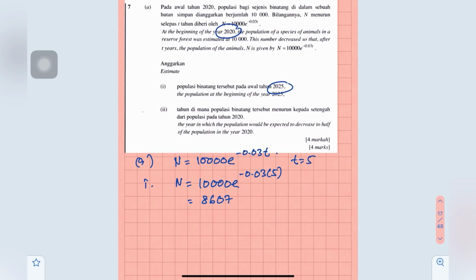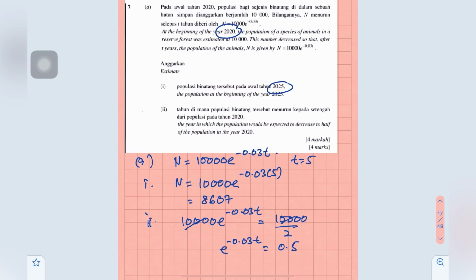Then A2, estimate the year in which the population would be expected to decrease to half of the population in the year 2020. So population dia dah jadi half. Maksudnya 10,000 bahagi dengan 2 lah. So the second one, 10,000 e power of negative 0.03t equals to 10,000 divided by 2. Okay, so ni kita boleh simplify, e power of negative 0.03t ni mati. So this one equals to 0.5.